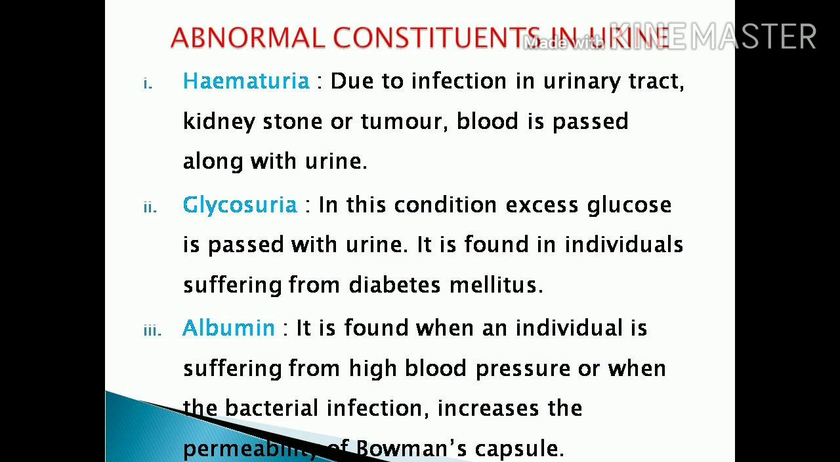Next, albumin. It is found when an individual is suffering from high blood pressure or when a bacterial infection increases the permeability of Bowman's capsule. So here the permeability of Bowman's capsule increases, it may be because of bacterial infection or because of high blood pressure.